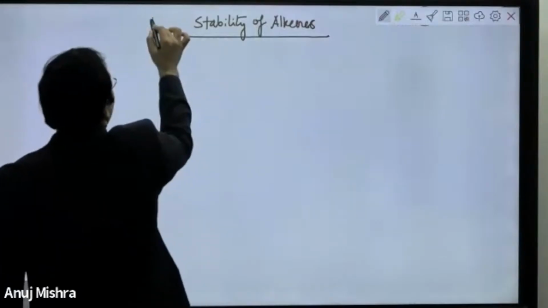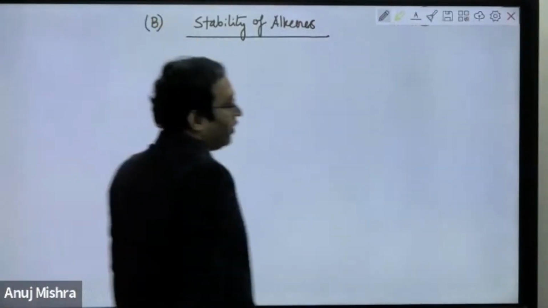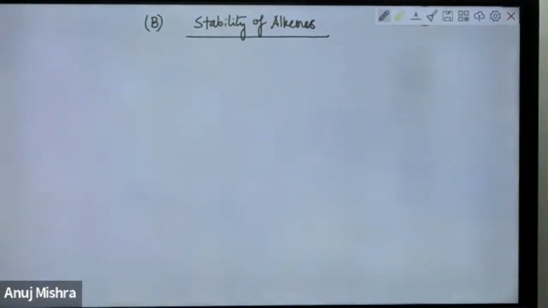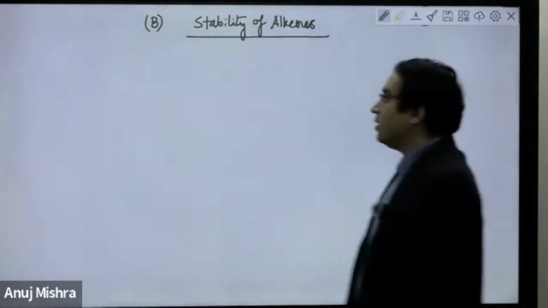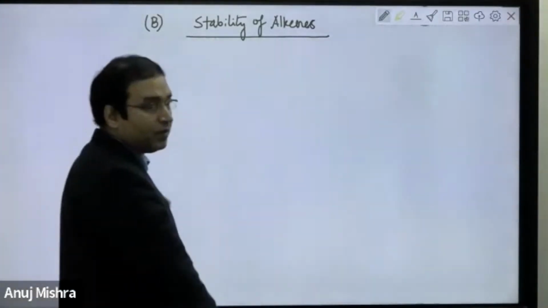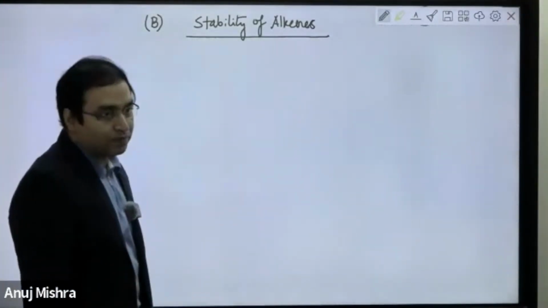This is the second application of hyperconjugation. Write it down: the second application of hyperconjugation is the stability of alkene. You can tell about the stability of alkene. The first application was the previous one which you have done, the stability of carbocation.